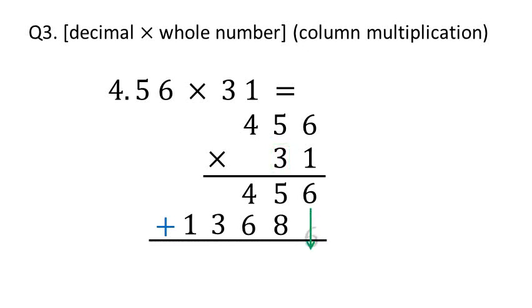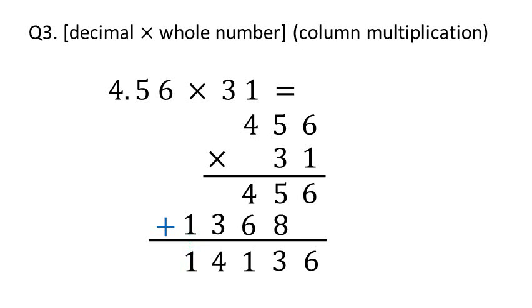6 just moves down. 5 plus 8 is 13. So 3 moves down and 1 is carried over to the next digit. 1 plus 4 plus 6 is 11. So 1 moves down and 1 is carried over to the next digit. 1 plus 3 is 4, and 1 just moves down.